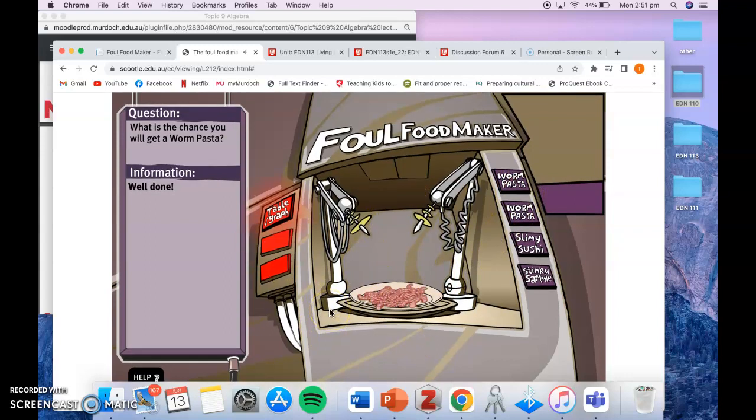So it's kind of a fun, different interactive maths game that kids can play so that they can get an understanding of how chance and probability works.